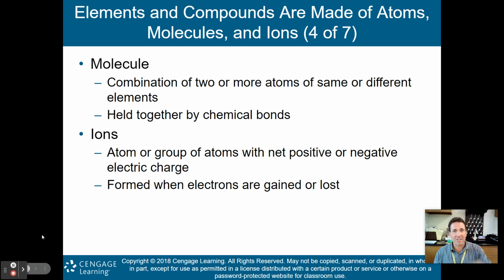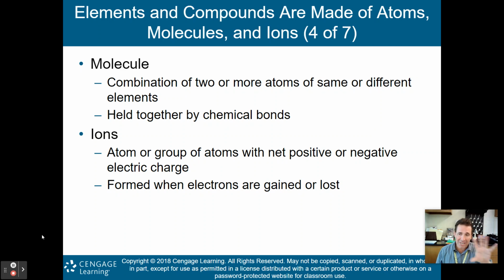A molecule, what is that? Again, I know many of you know this, just kind of going through it. A combination of 2 or more atoms of the same or different elements held together by some form of chemical bond. So we have ions, an atom or group of atoms with a net positive or negative electric charge. This is formed when an electron is gained or lost in that atom.